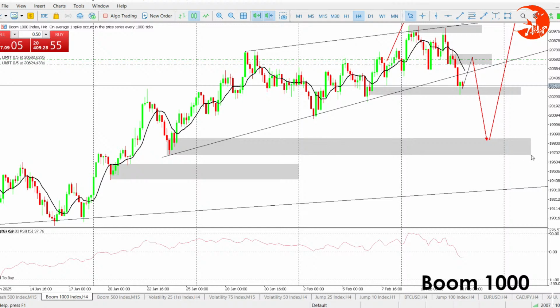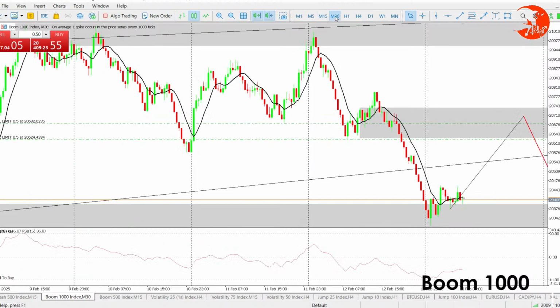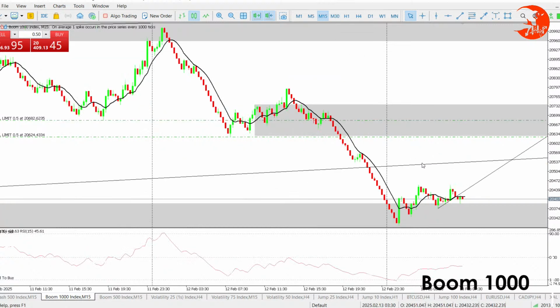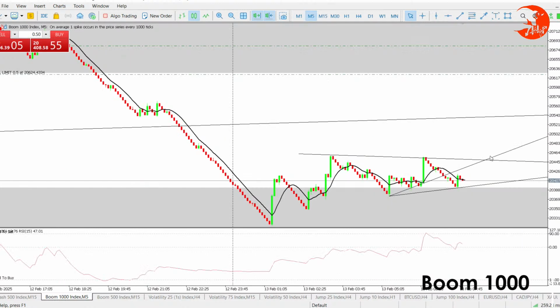then I can easily go to M30. Look at what I have there, the M15. See, do I have any kind of pattern that I can take advantage of? Let's look at this. Yeah, I do actually, I do. So that's what I see. If I go to M5, I'll be able to see it properly.